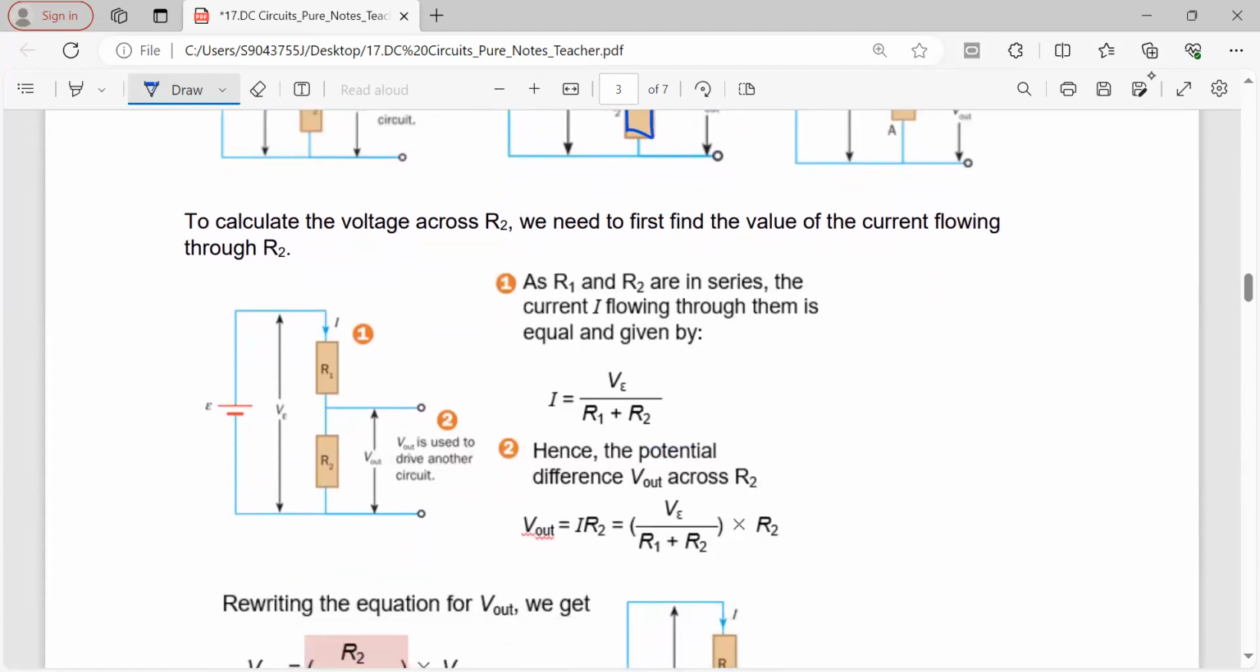Okay, so how do we get the current? We use Ohm's law. R equals V over I. I equals V over R. You get R total. We mentioned before, in a series circuit, R total is just R1 plus R2. So you will get V over R1 plus R2.